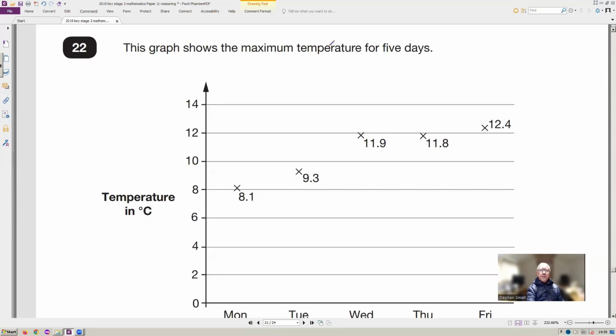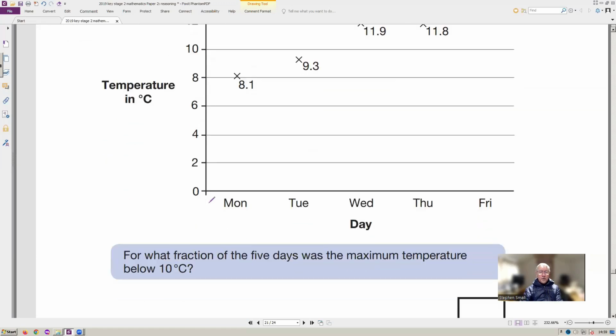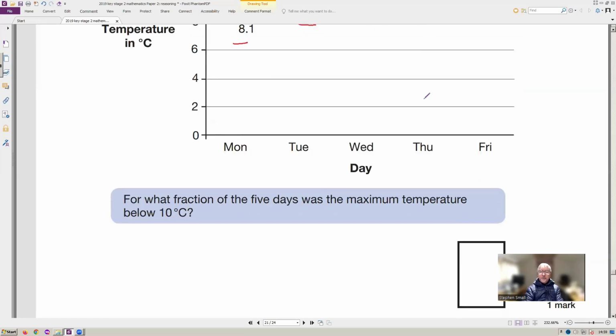This graph shows the maximum temperature for 5 days. There we are, 8.1, 9.3, and so on. Monday, Tuesday, Wednesday, Thursday, Friday, and there's our temperature in degrees C up there. Okay, what are they asking? Let's have a look. For what fraction of the 5 days was the maximum temperature below 10 degrees C? That's below 10 degrees there. That's below 10 degrees there. Everything else is above. So that is 2 out of 5. So we show that as 2/5. We want a fraction, don't they?